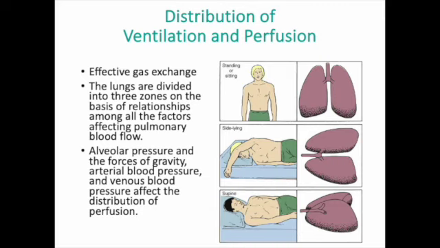The lungs are divided into three different zones on the basis of the relationship among all these factors that affect pulmonary blood flow: alveolar pressure and the forces of gravity, arterial blood pressure, and venous blood pressure all affect the distribution of perfusion.